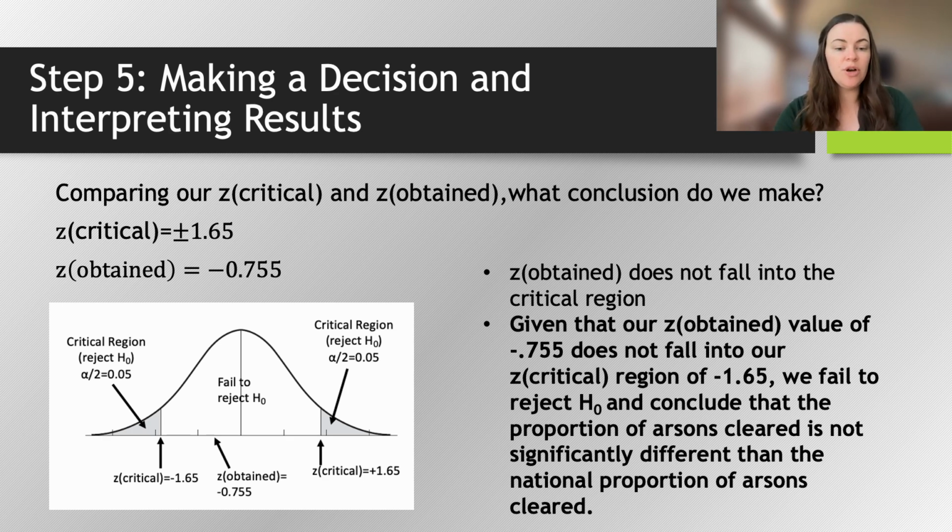Well, we know that our z critical value is plus or minus 1.65. Again, this is the associated alpha value of 0.1 for a two-tailed test, and that came from the language of the problem being "different." So we have both ends here, and our z critical cutoffs on each respective boundary are negative 1.65 and positive 1.65. We know that our z obtained value is only negative 0.755. Because of this, we land within our safety zone, or the fail to reject zone of our null hypothesis.